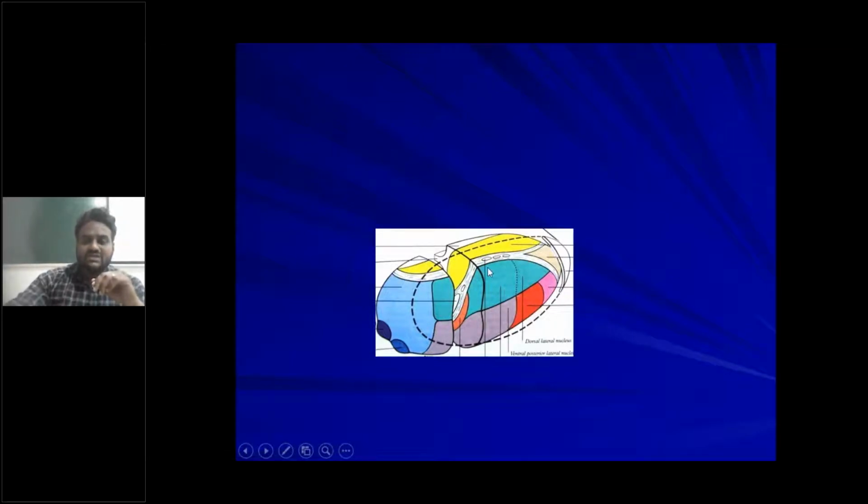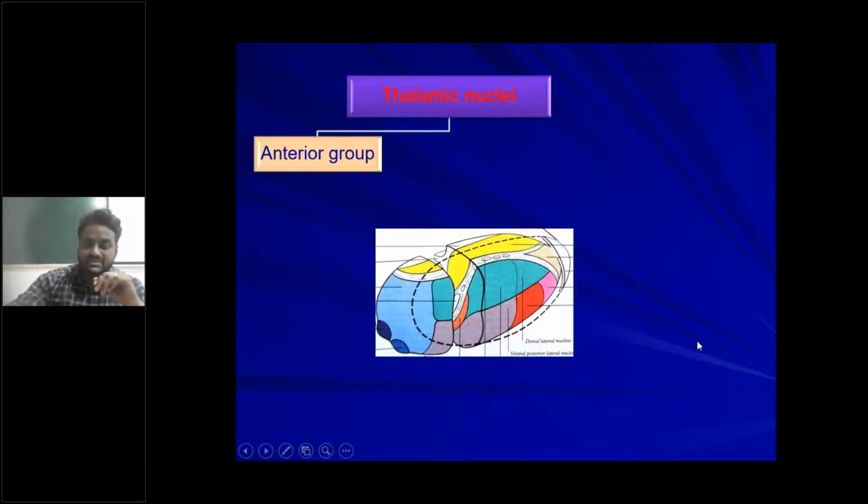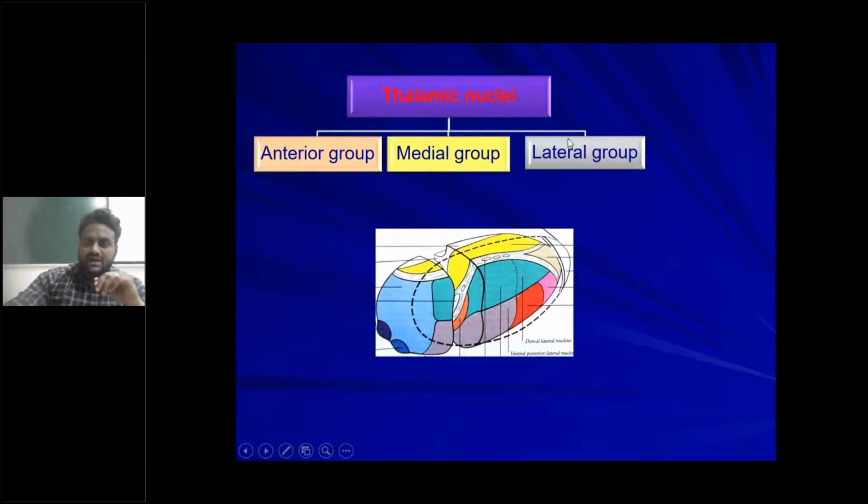So the intrathalamic lamina, white matter, divides the thalamus into three parts. These three parts are again subdivided into a number of nuclei. In this slide we can see the nuclei of the thalamus. Usually, thalamic nuclei are arranged in three groups: anterior, medial, and lateral. This is the anterior, this one is the medial, and the remaining part is the lateral. You can see the color combination; I use the same colors here. So, anterior, medial, and lateral groups.